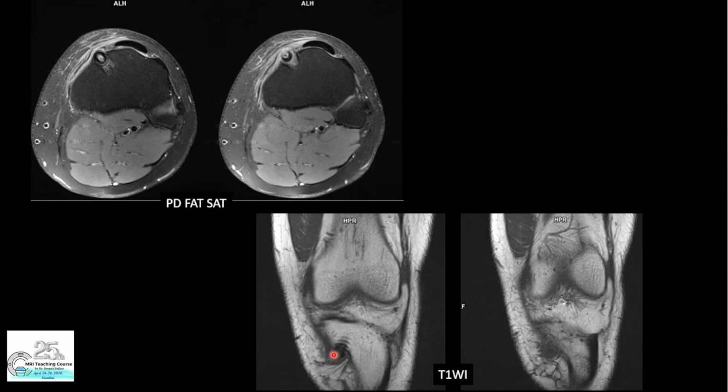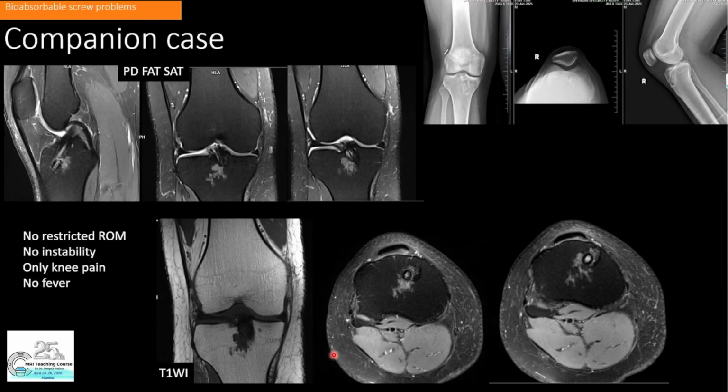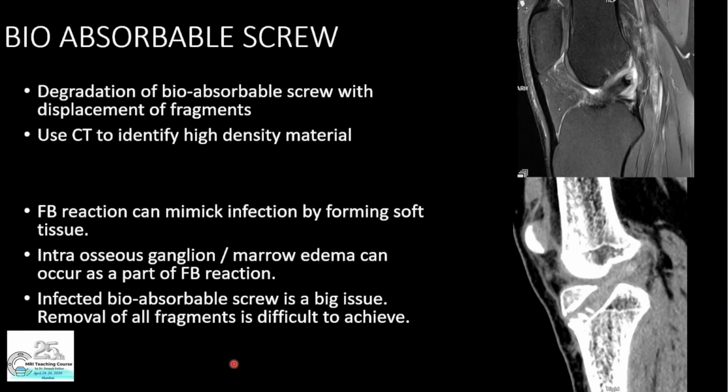So in the absence of fever and in the absence of abnormal lab parameters, this is called foreign body reaction to the screw, because of which there is surrounding soft tissue hyperintensity. This is another companion case. Once again, no restriction of movements, no laxity, only knee pain, no fever, and no abnormal lab parameters. But we still see marrow edema surrounding the tibial tunnel, which is looking pretty hypointense on T1 weighted images. So probably there is an early intraosseous ganglion formation. So what we saw in the last 3 cases are the problems related to the bioabsorbable screw.